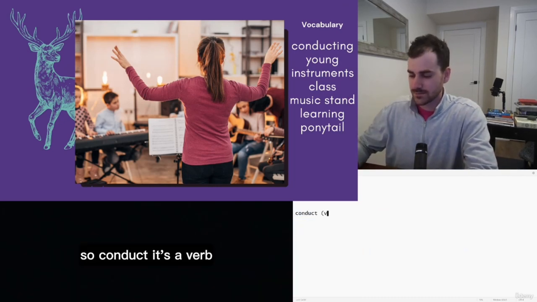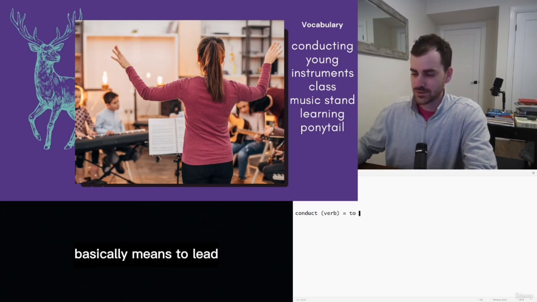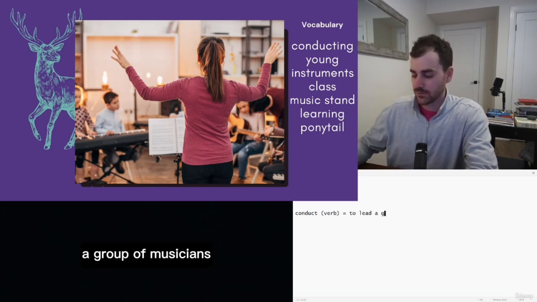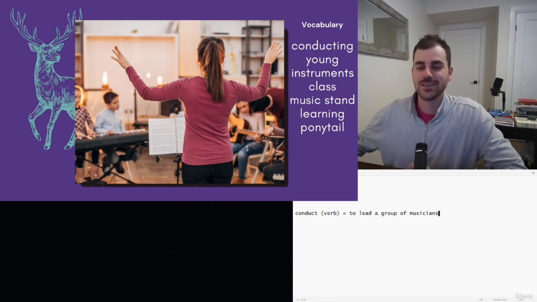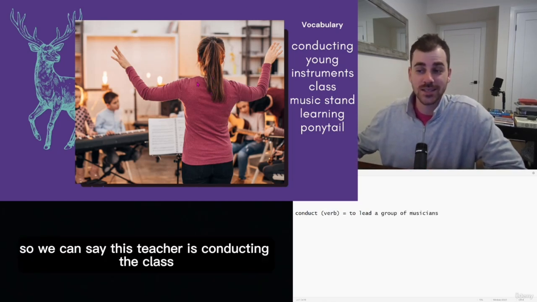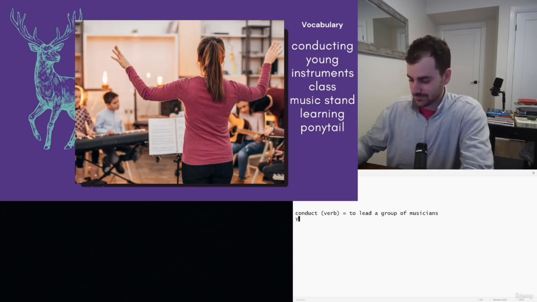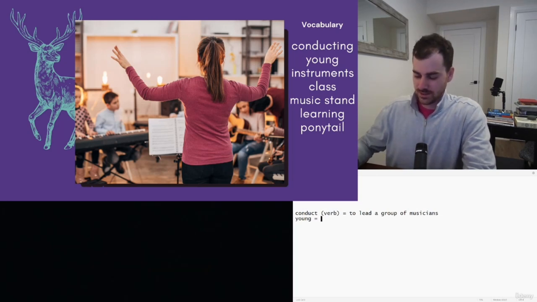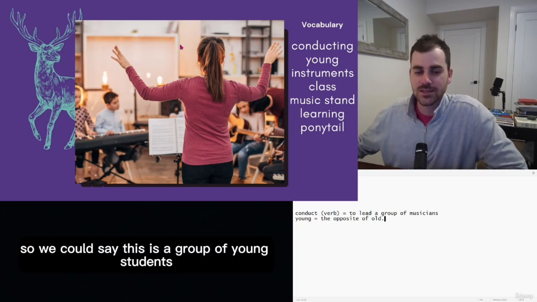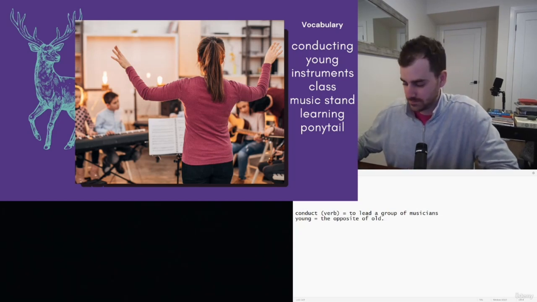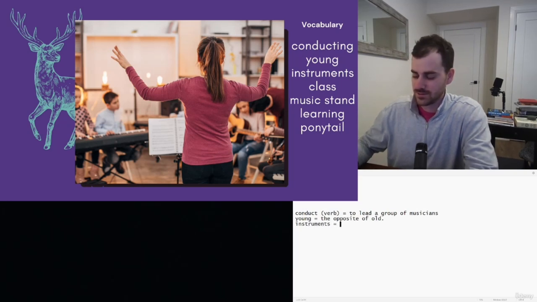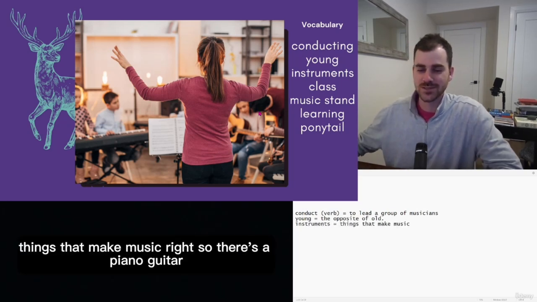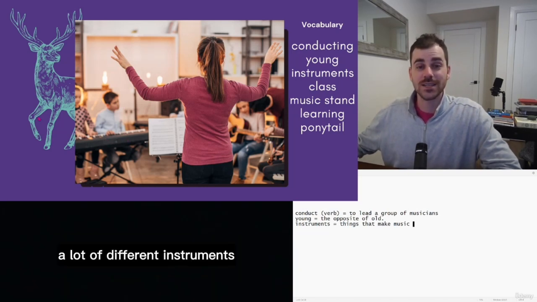So conduct, it's a verb, basically means to lead a group of musicians. So we can say this teacher is conducting the class. Young. So young, it's the opposite of old. So we could say this is a group of young students. Instruments. Things that make music, right? So there's a piano, guitar, a lot of different instruments.